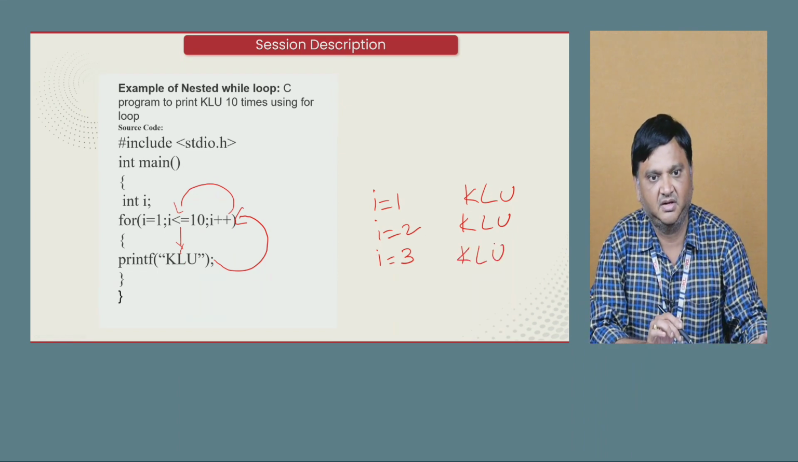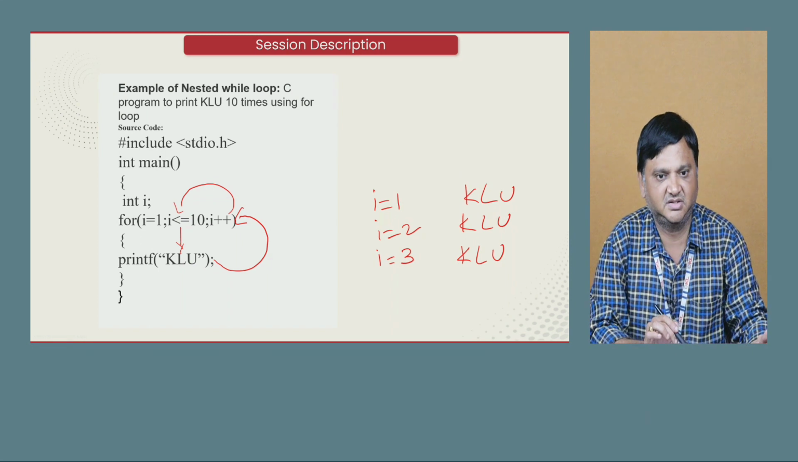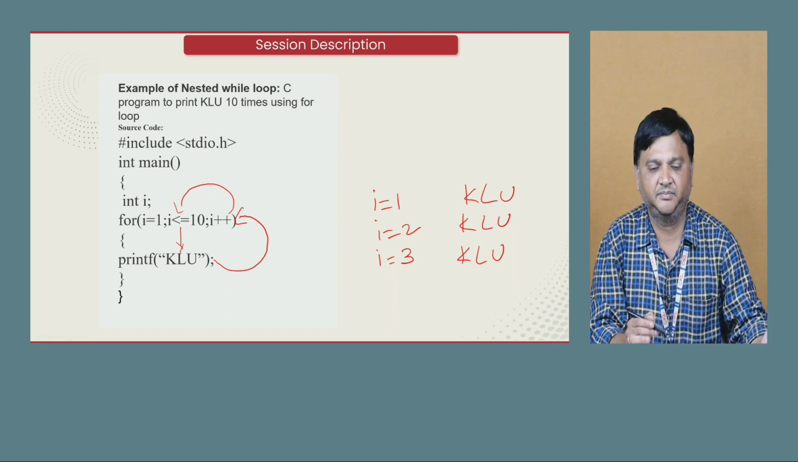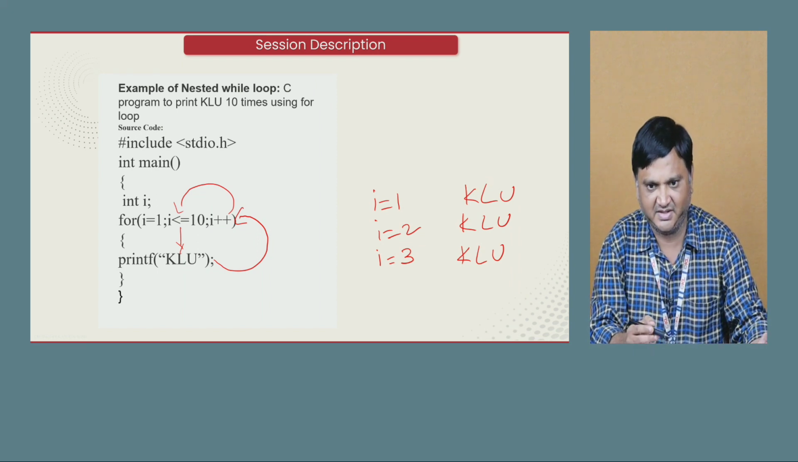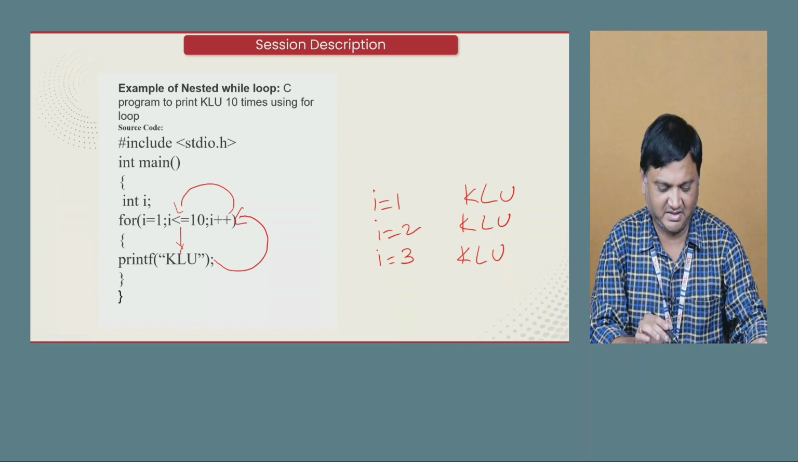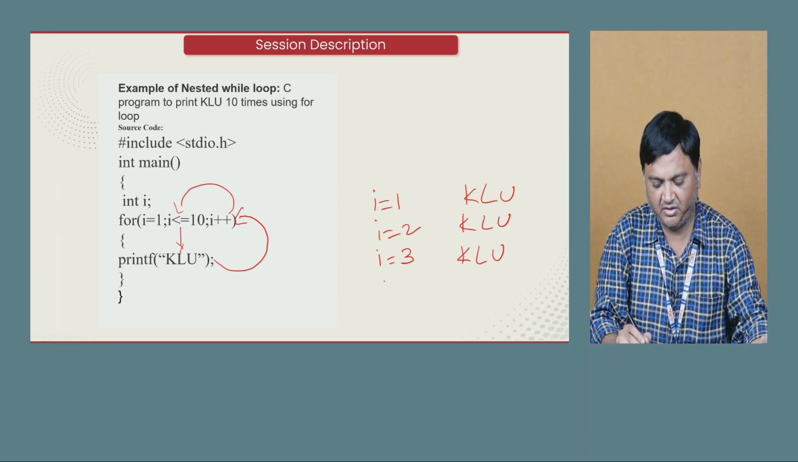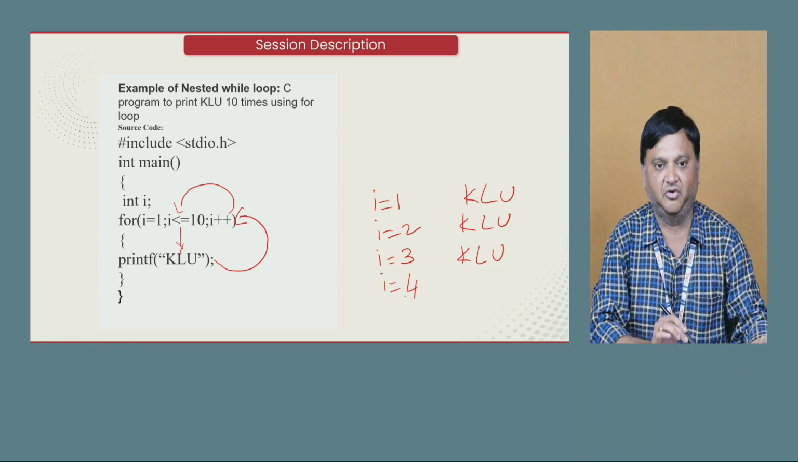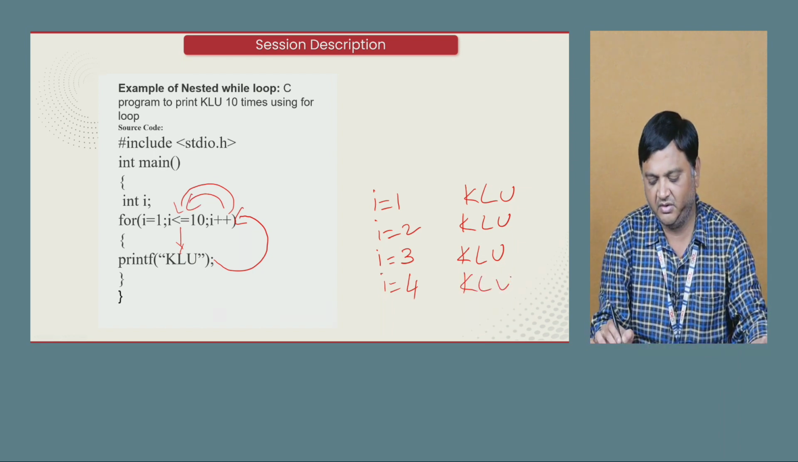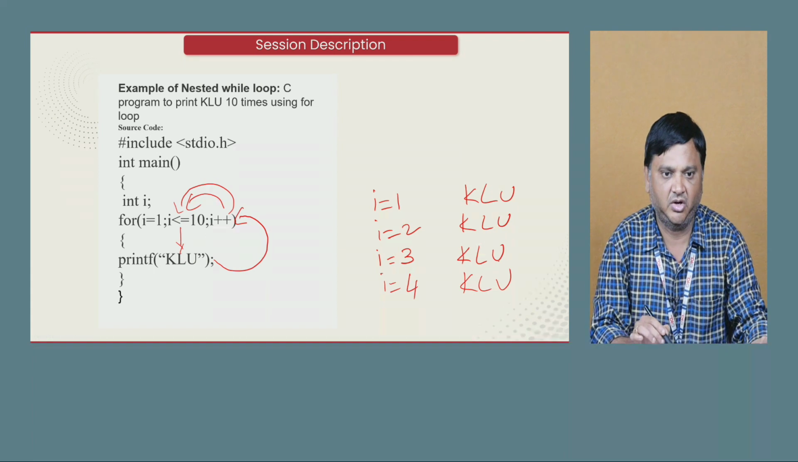Now tell me what is your answer, my dear students? What is the next value? Will it stop the program? Will the program get stopped, or will it perform something else? Yes, everyone has an answer in mind. Your answer is increment the value. What is the next value of I, my dear students? I will be 4. So again check the condition, 4 less than or equal to 10, KLU will be printed for the 4th time, and so on.